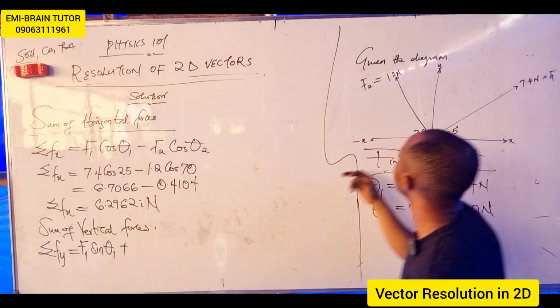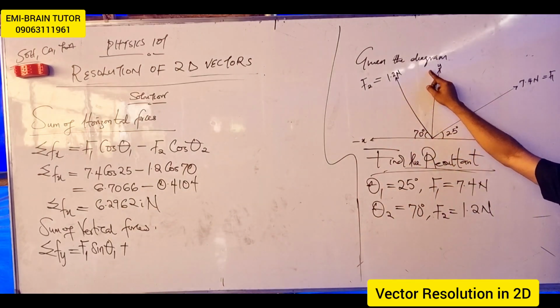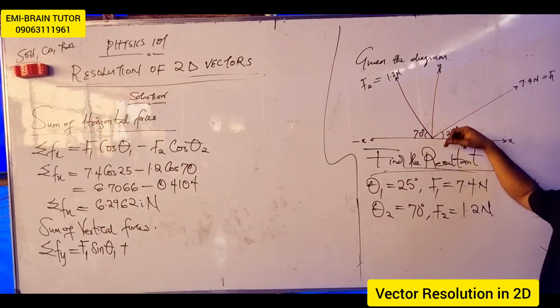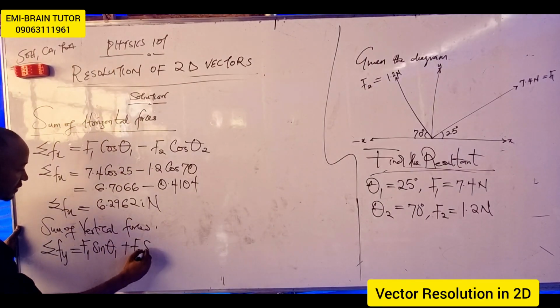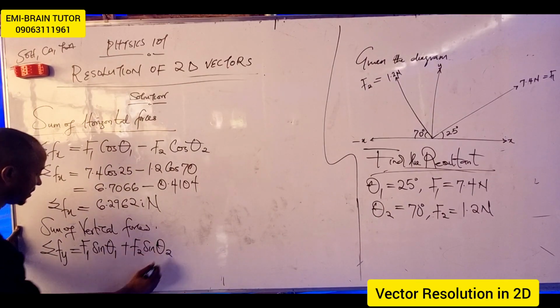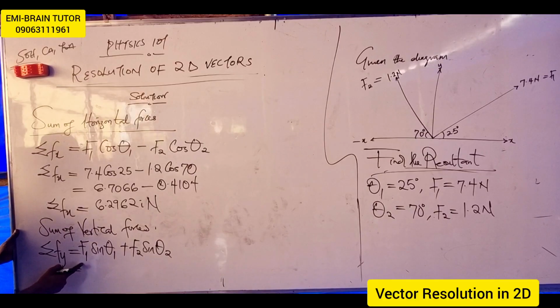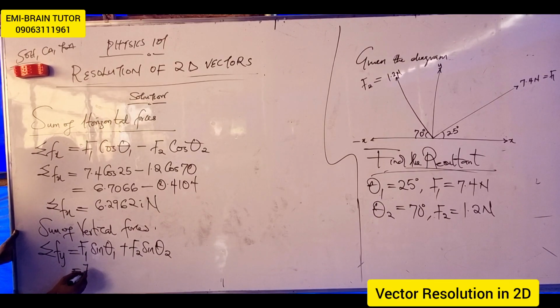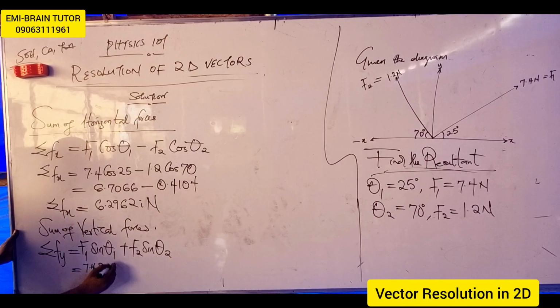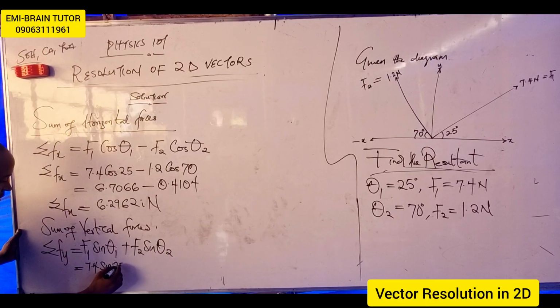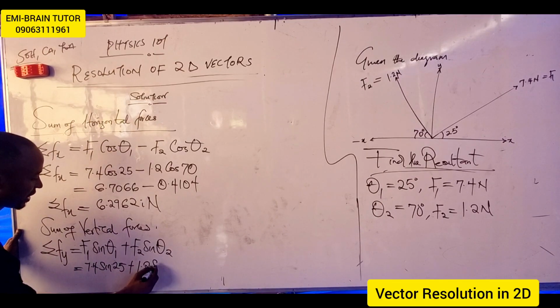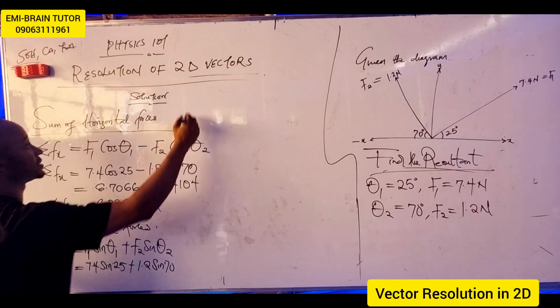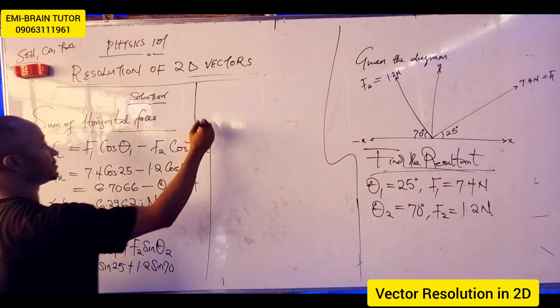For F2, if I'm to solve for F2, I'm resolving along what axis? Positive y. Thank you. Plus F2 sine theta 2. Let's go. What's the F1 here? Sine 25. Good. Plus what? What's F2? 1.2 sine 70.